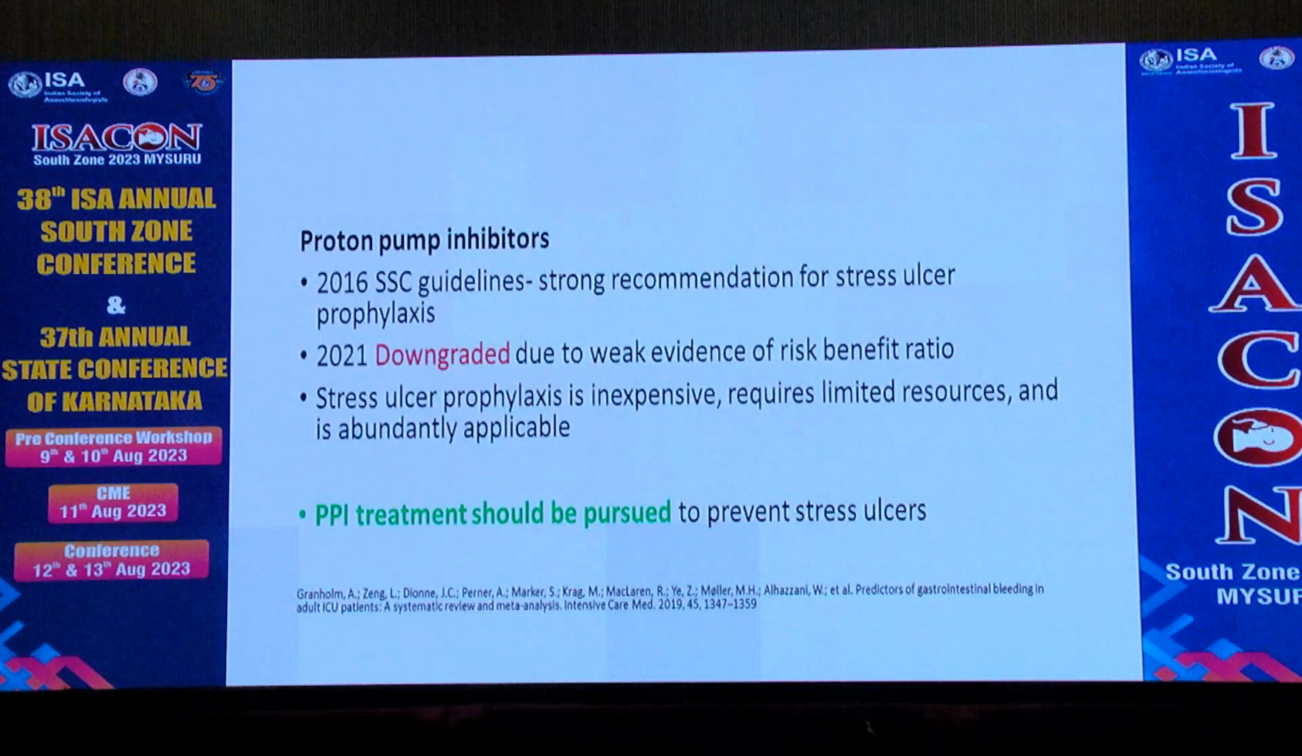This is the last slide. There are some recommendations which have been downgraded from what they had proposed strongly. One is the use of proton pump inhibitors. They advised giving proton pump inhibitors to all patients, but they compared benefit versus risk and have not found any added advantage. Still, we end up giving proton pump inhibitors, considering that they are inexpensive and easily available, and help us prevent stress ulcers.